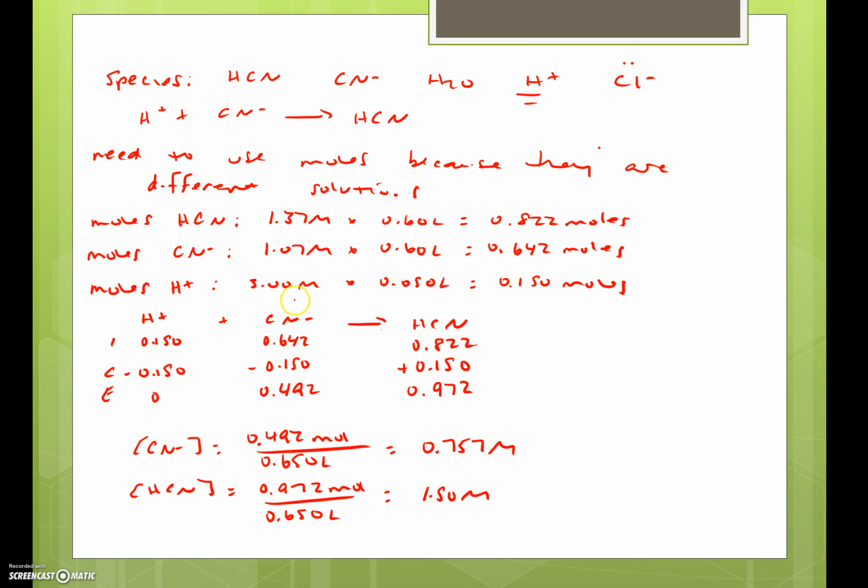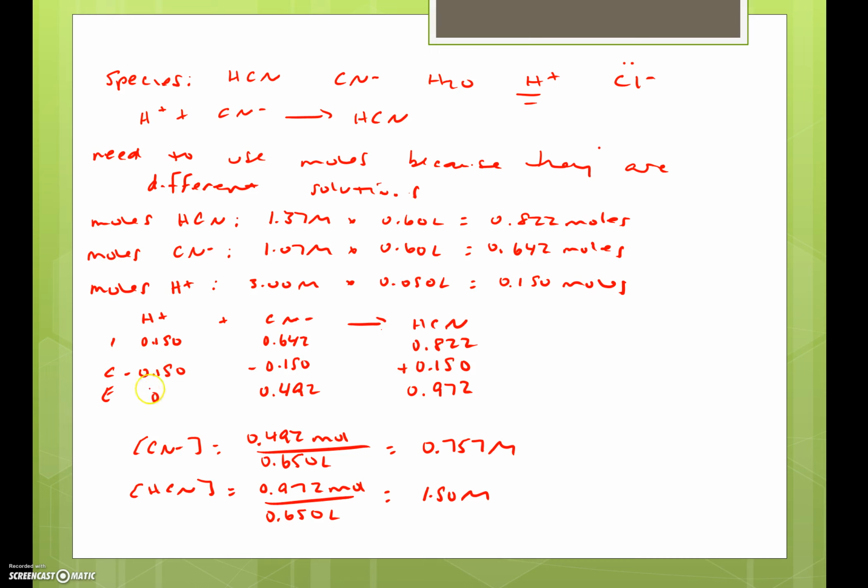We're going to take the molarity of the hydrochloric acid, multiply it by its volume, and that'll give us the moles of the hydrochloric acid, which equals the moles of the hydrogen ion. We'll plug our values into our ice chart next, so the moles of hydrogen ion are 0.150. The moles of our cyanide ion are 0.642, and the moles of our hydrocyanic acid are 0.822. Strong acids and strong bases react to completion. It's a limiting reactant problem.